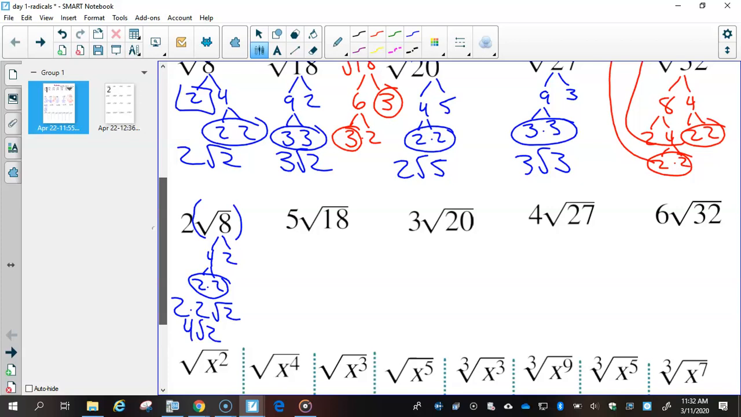Yes, Kayla. So you would bring this pair out, one of the 2's out, and multiply it to the 2 that was already there. For the 20 up top, how does the 5 get to the square root? So, does it have a pair? No. Anything that doesn't have a pair is automatically inside the square root.